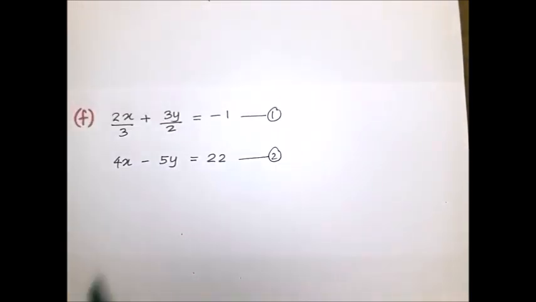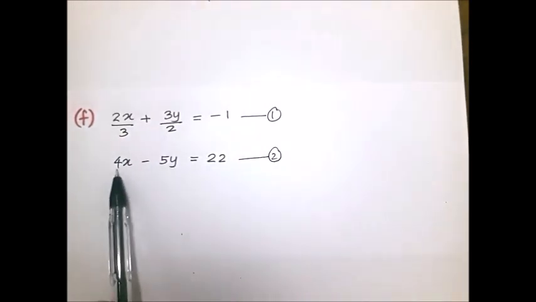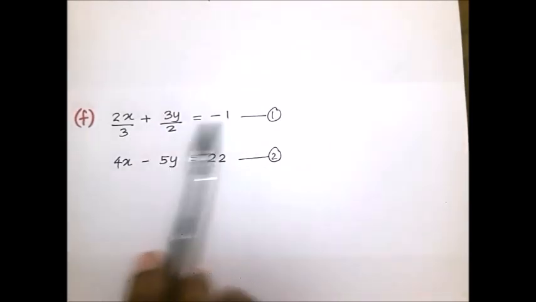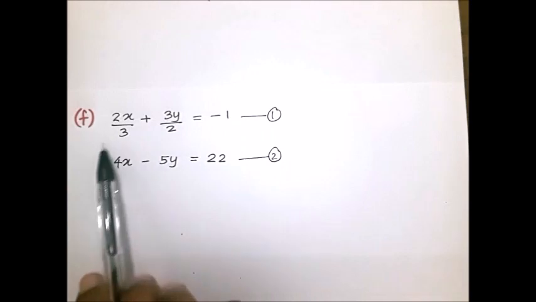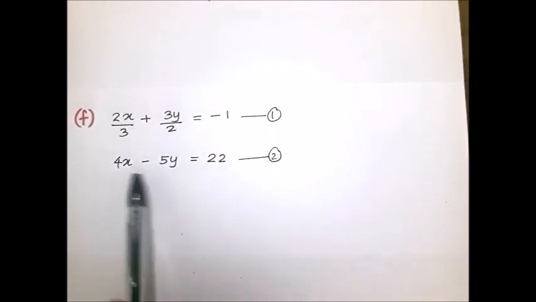Now look at part F. Here coefficients are fractions, but here coefficients are integers. So in this question you have to multiply first question by 6 to remove these denominators. Keep this one remains.